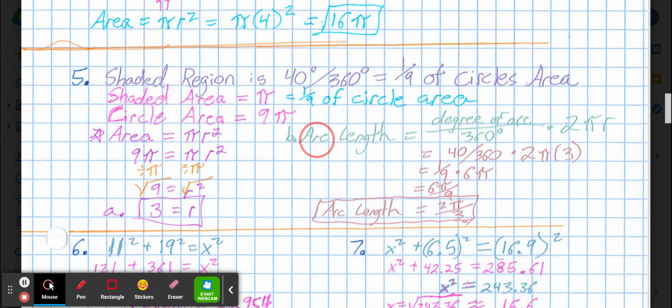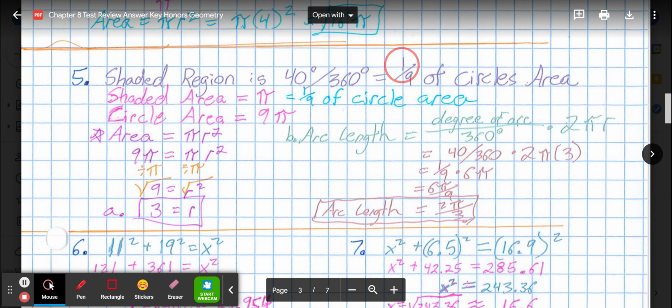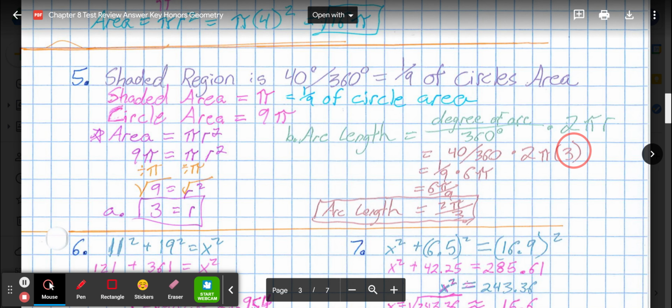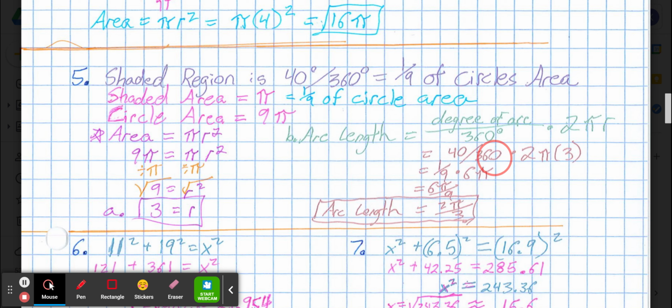Then to figure out the arc length, what we care about then is the degree of our arc out of the 360, which we already established was 40 out of 360, or 1/9, times the circumference. So 2 times pi times our radius of 3. So 3 times 2 is 6, so that gives us 6 pi. 40 over 360 is 1/9. So 1/9 times 6 pi would be 6 pi over 9. We can simplify the 6 and 9 down to 2/3, so we'd have 2 pi over 3.